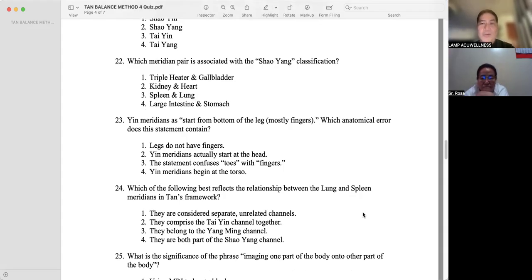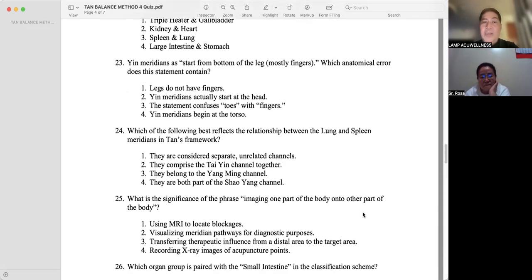Which meridian pair is associated with the Shaoyang classification? Triple heater and gallbladder. Yin meridians start from the bottom of the leg, mostly fingers. Which anatomical error does this statement contain? The statement confuses toes with fingers.